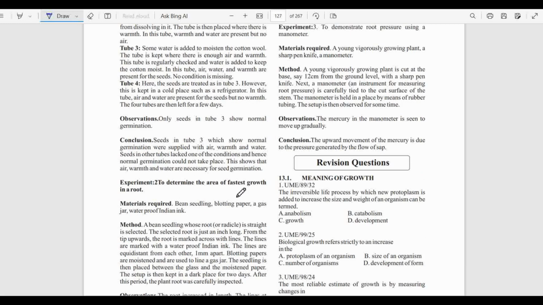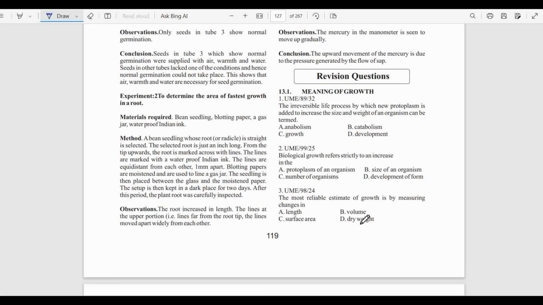Finally, we're moving on to talk about questions. So we'll be using this question and answer to further teach on the topic. Let's begin with the first question.